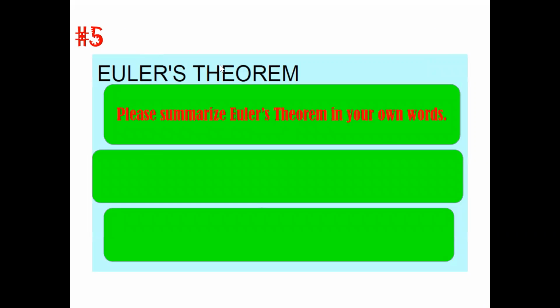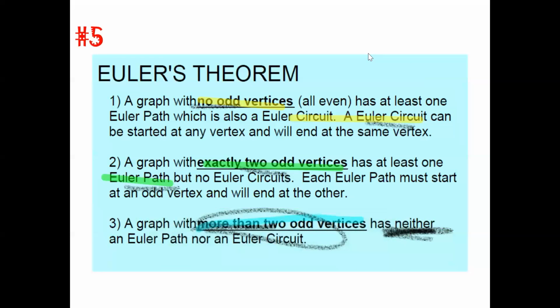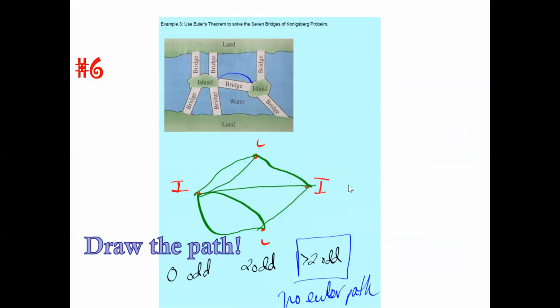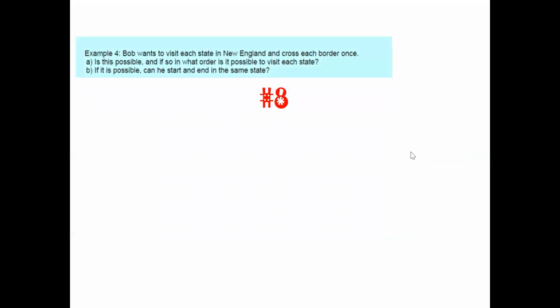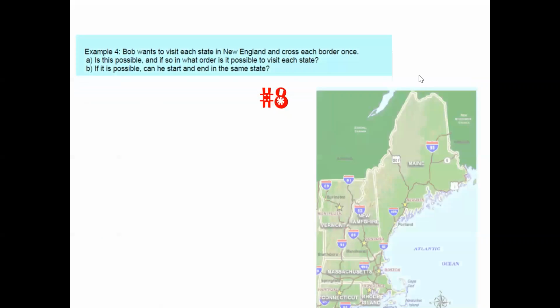And then number 5, you're going to be summarizing Euler's theorem. Your answer should be somewhat similar to mine. So take a look at my 3 parts. Number 6, I want you guys to draw the path to the bridge. My path looks like this. Yours should be somewhat similar to mine. Number 8, skipping over to number 8 here. Here we go. Number 8, read the example up above.